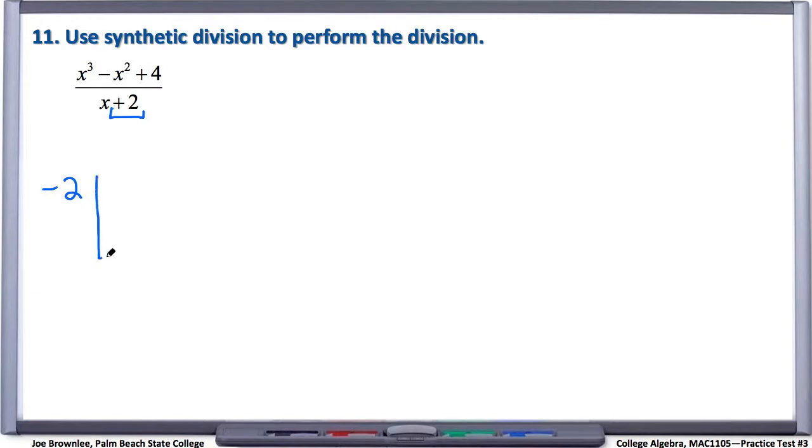Once we've established what we'll be using on the outside, we take a look at our dividend upstairs. We want to make sure that the dividend is in descending order, meaning from the highest degree to the lowest degree, and that we're not missing any terms. Here in number 11, we go from 3 to 2 to 0 to none. We're missing the term with x to the first, which means we have to fill it in before we can start performing our synthetic division.